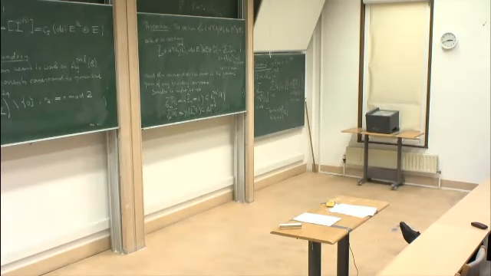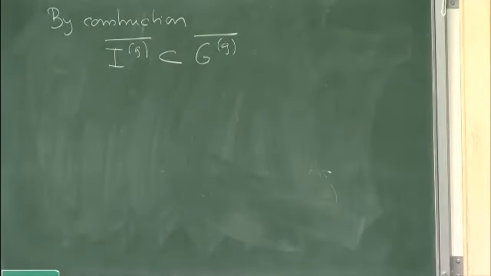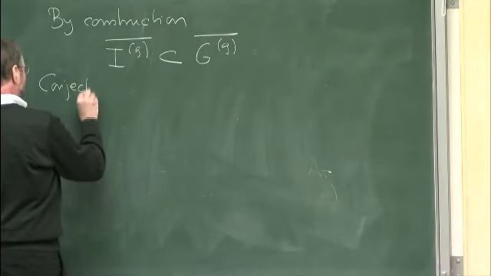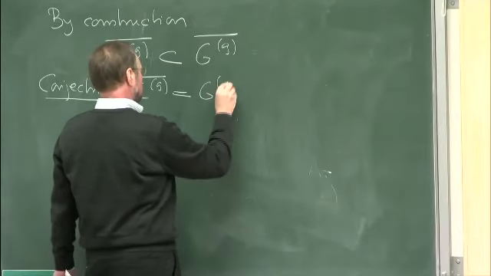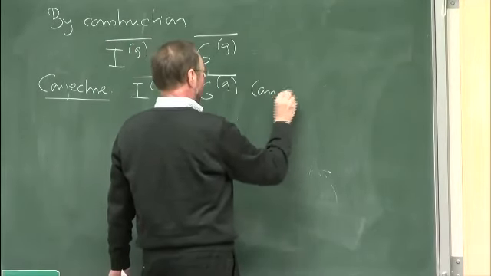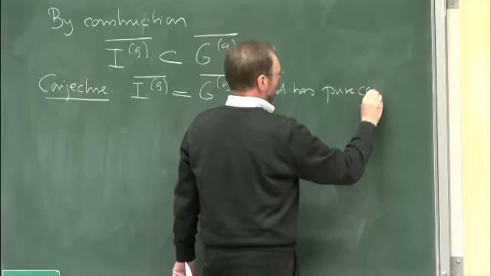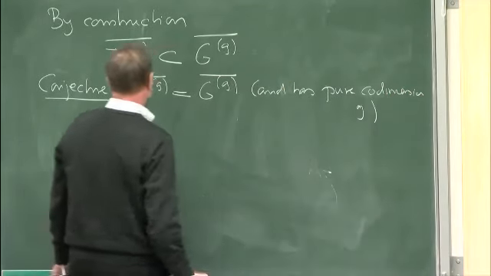So what we have by construction is that the closure of our set IG is in this set. But it could be bigger. However, we don't think so, or we don't hope so. Let's have a conjecture: J bar is equal to this, and has pure codimension g, for all g.